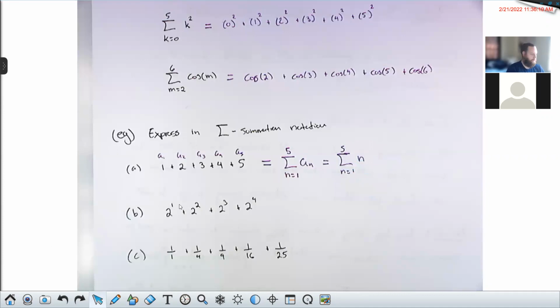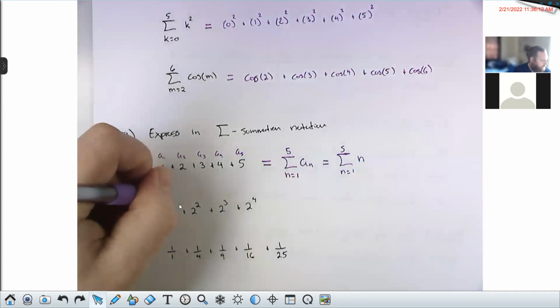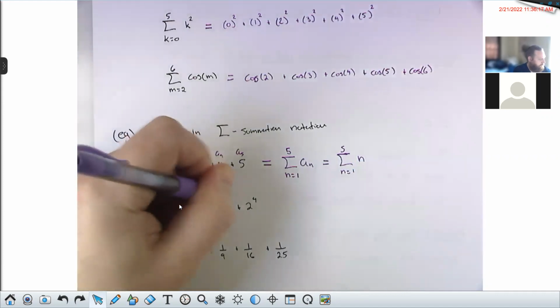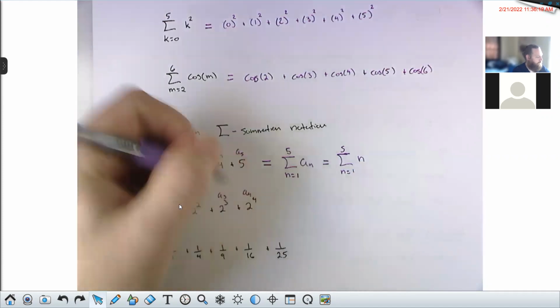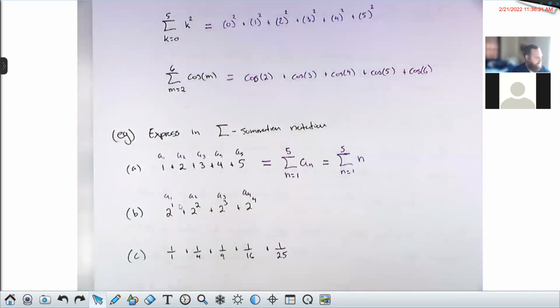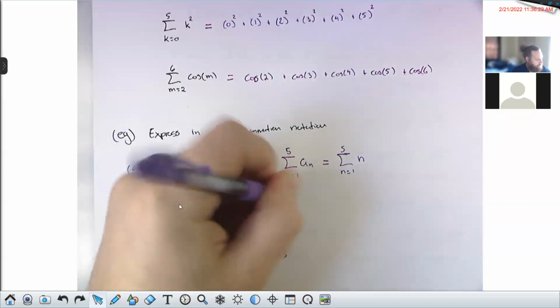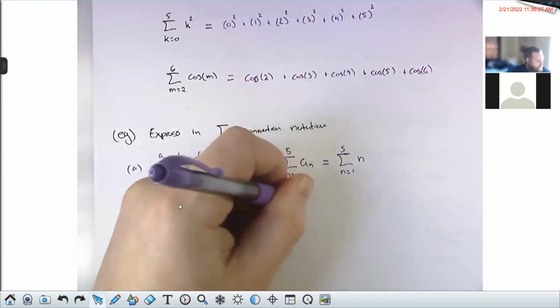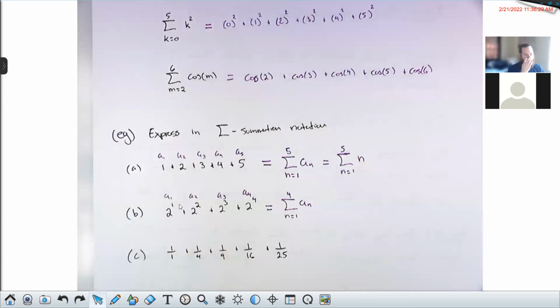Now let's try the same thing with part B. So here again, I'll just say, okay, this is A1, this is A2, this is A3, this is A4. So we're going to be looking at a sum from n equals 1 to 4 of AN. And again, we have to figure out what the ANs are.